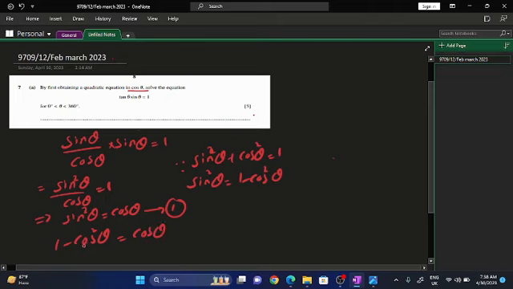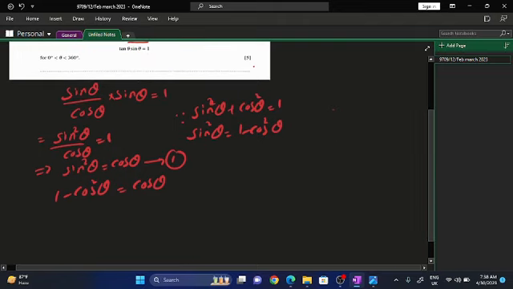Why did I just do that? Because I have to convert the whole equation into cos of theta first. Now I have to find the factors. I need the values of theta. So I make a quadratic equation over here so that I can solve it. It can be written as cos square theta plus cos of theta minus 1 equals 0.